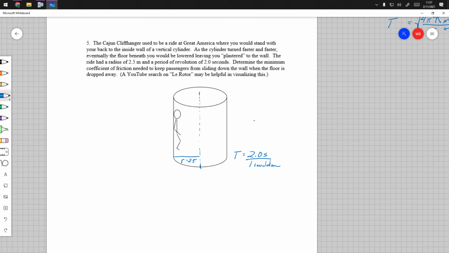So that's good. Oh, and that's a U in there. I put an O in there. That's bad. And determine the minimum coefficient of friction. I guess there's friction needed to keep the passenger from sliding down the wall when the floor is dropped away. Okay, so let's go.